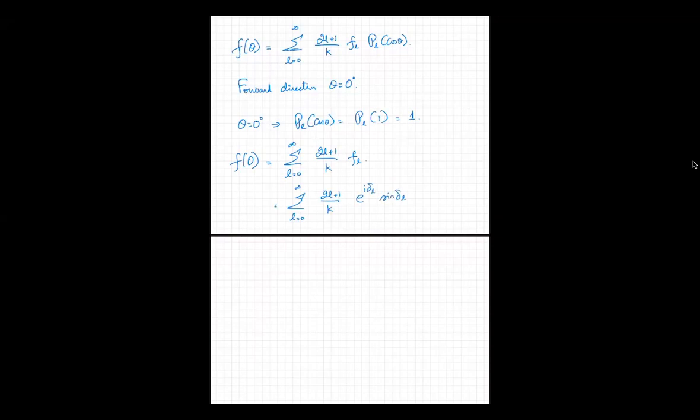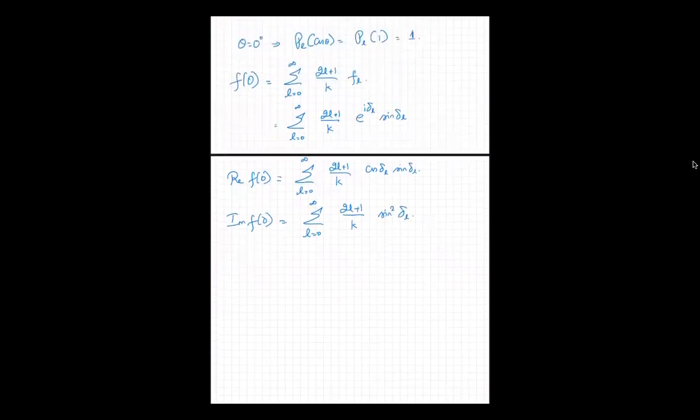Okay, which means the real part of f(0) is given by the sum of (2L plus 1) over k cosine delta_L sine delta_L, and the imaginary part of f(0) is given by the sum of (2L plus 1) over k sine squared delta_L.